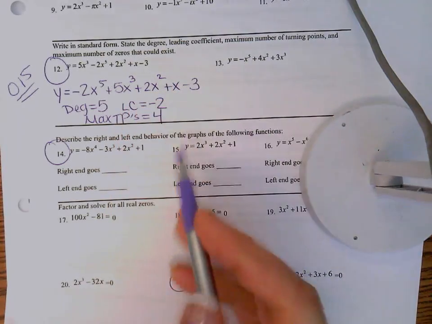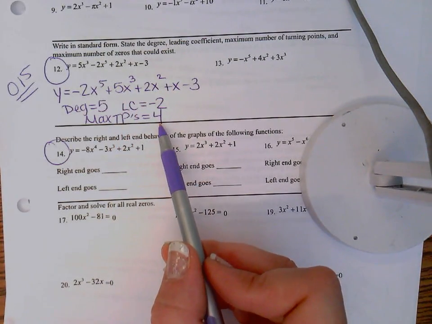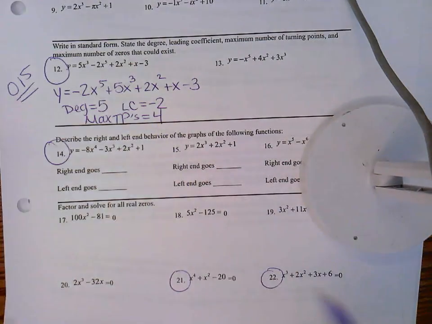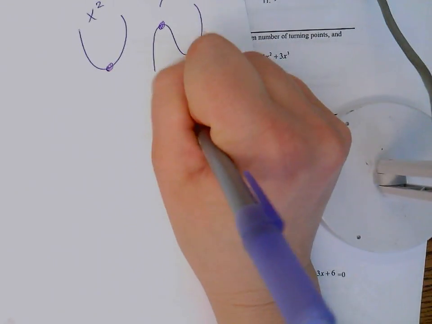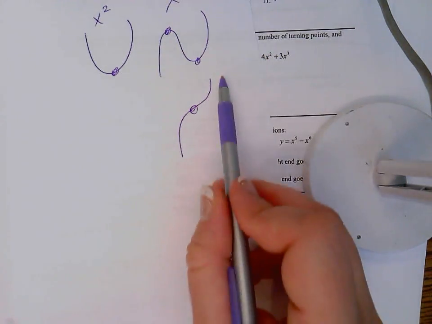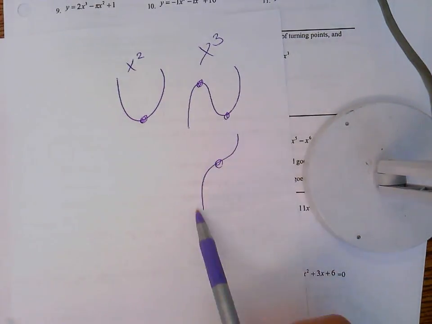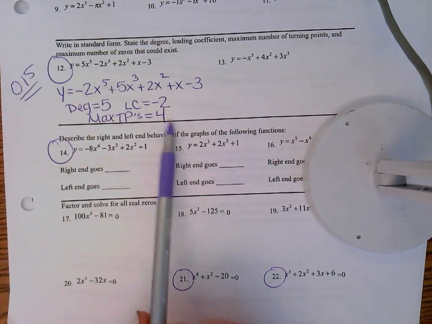There could be 4 turning points, but there might not be. Like a cubic function might not have any turning points at all. A maximum of 2, but it might have 0 turning points. So this might have 0 turning points.